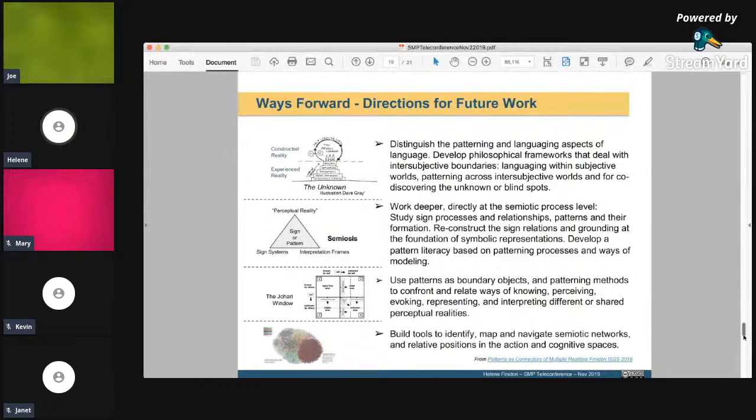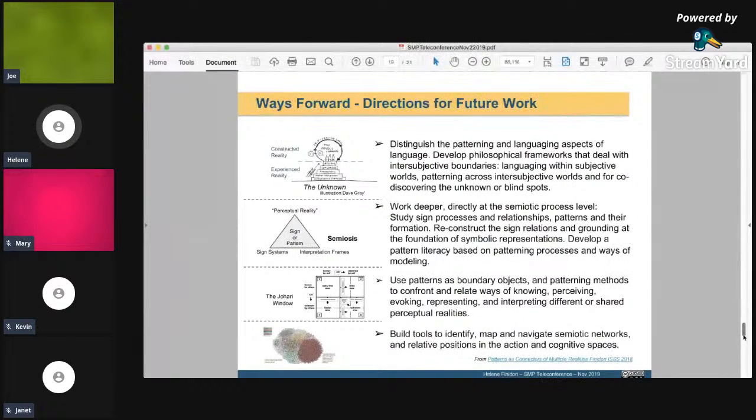So I have proposed some ways forward, and it's a bit packed in the PowerPoint presentation. I was bringing them up one by one. But the first is to distinguish the patterning, which is totally cognitive, in action, like embodied cognition, and the languaging, which is the derivative, which is language talking about the coordination aspects of things, and develop frameworks that deal with intersubjective boundaries.